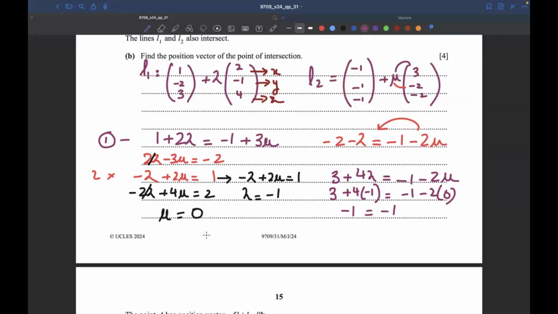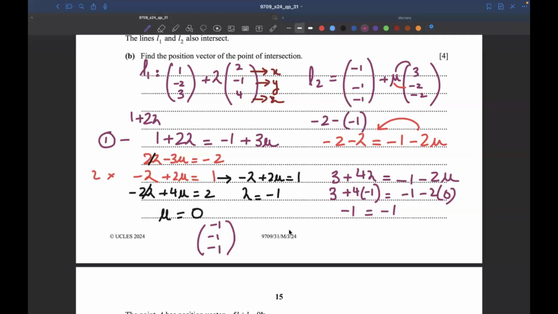So now we can write down the x, y, and z coordinates. The z coordinate we got is minus 1. For the x coordinate, that was 1 plus 2 lambda. So when you put lambda equal to minus 1, we'll get 1 minus 2, which is also minus 1. And for the y coordinate, we can use lambda or mu, either of these. So for the y coordinate, we had minus 2 minus lambda. So minus 2 minus minus 1, that is equal to minus 2 plus 1, which is also minus 1. So the position vector of the point of intersection will be minus 1, minus 1, and minus 1.